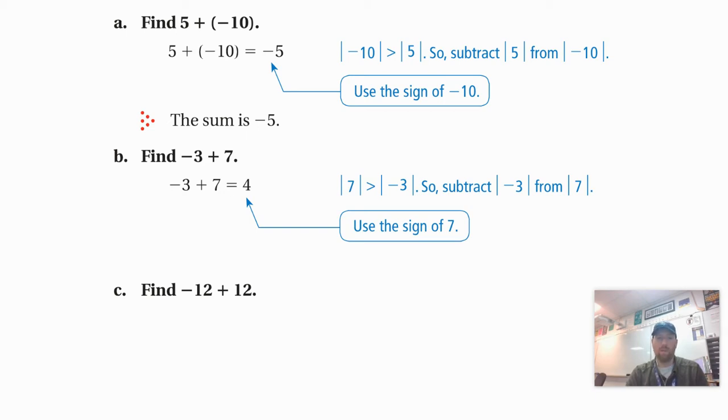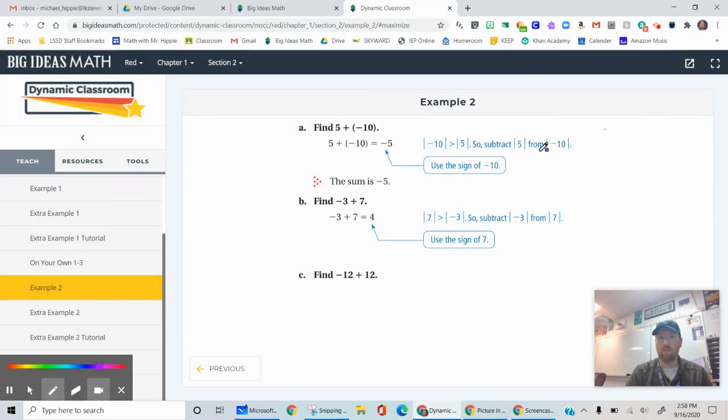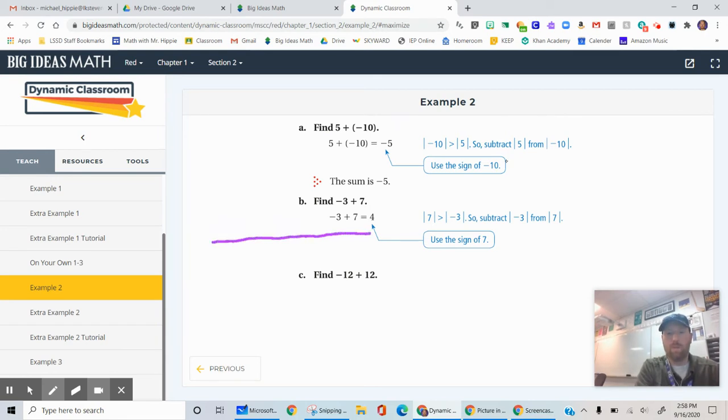You could also use a number line and do it that way. If you had a number line here, let me see if I can draw a number line. If I were to look at this problem, here's my number line, and it's kind of hard to do this here, but let's say this was -3, so that's -2, -1, 0, 1, 2, 3, 4. Okay, so -3 is going to be kind of my starting point.